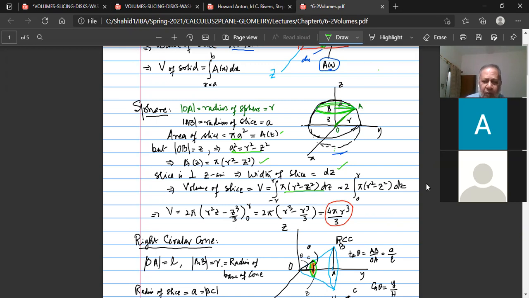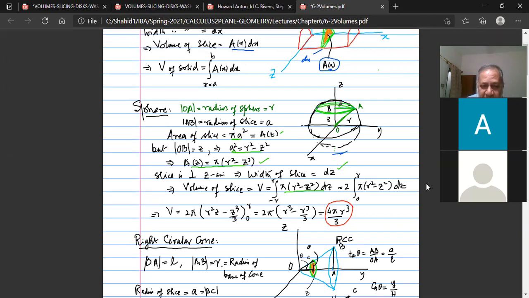So the formula follows once you recognize the area of the slice as a function of z correctly, select the width of the slice correctly, and go for integration over z. So what did we do? The largest slice is on the horizontal plane, the xy plane. As you go up, the slice becomes smaller and smaller. The area of all such slices is represented by this integral.